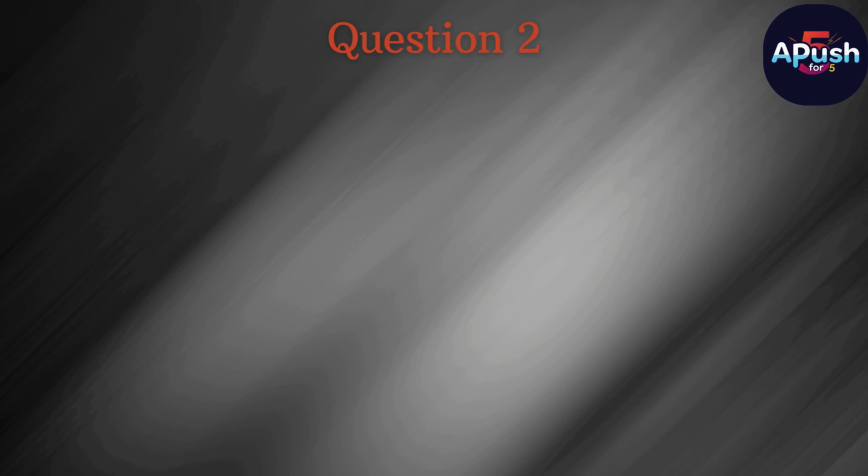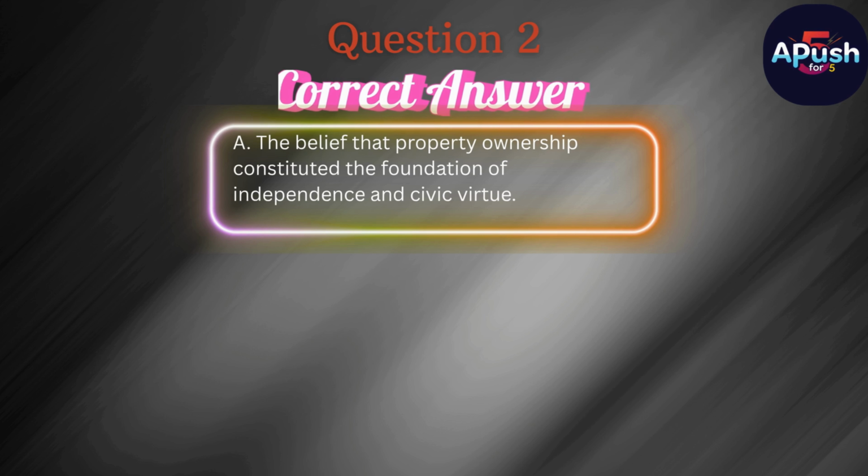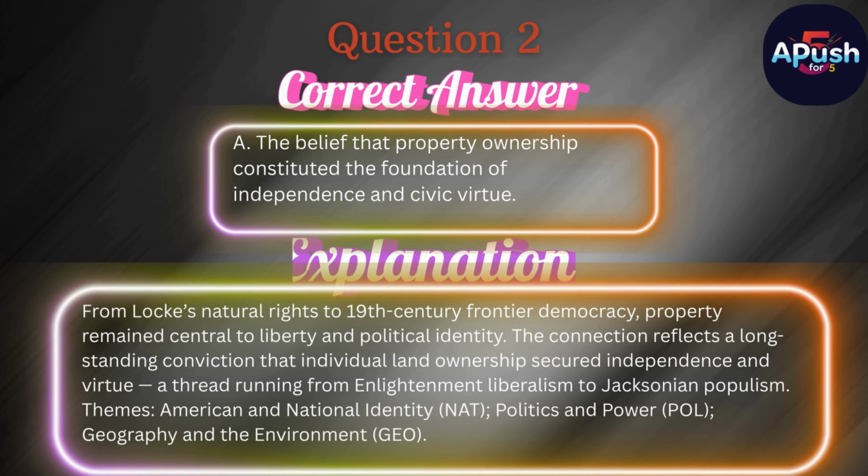The correct answer is A. The belief that property ownership constituted the foundation of independence and civic virtue. From Locke's natural rights to 19th century frontier democracy, property remained central to liberty and political identity. The connection reflects a long-standing conviction that individual land ownership secured independence and virtue, a thread running from Enlightenment liberalism to Jacksonian populism.